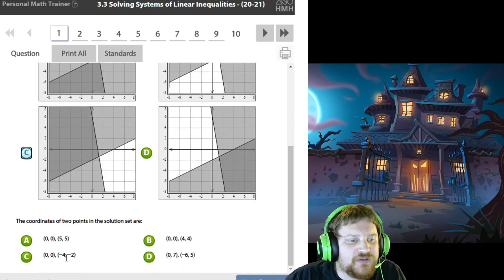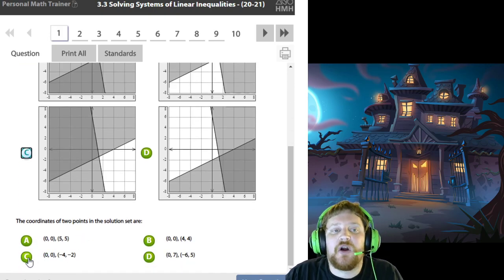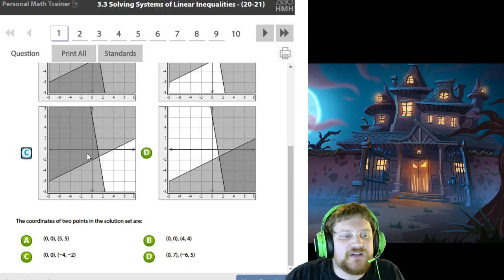Coordinates of 2 points in the solution set. This is actually the practice problem that we did on our assignment, but real quick we can see that 0, 0 is in our solution set, and -4, -2 is in the solution set, so it's C.